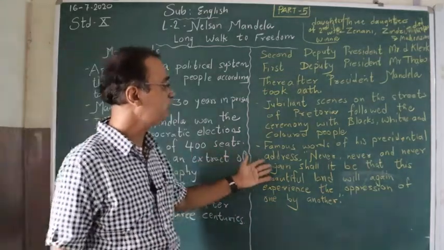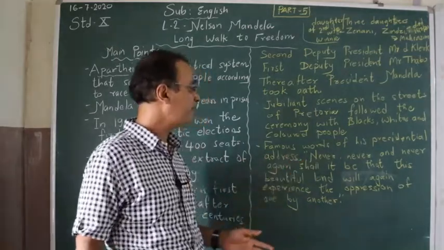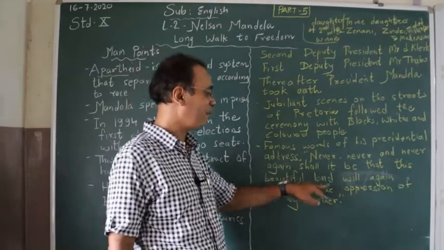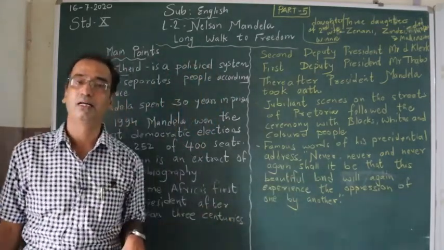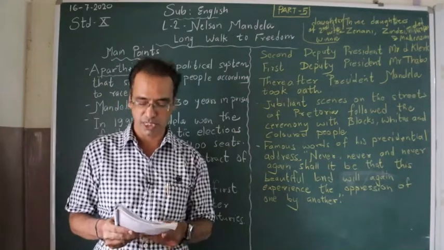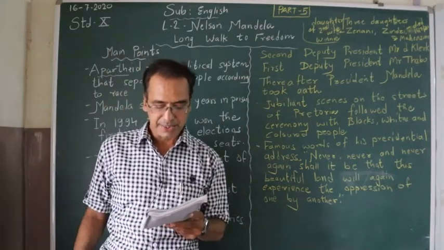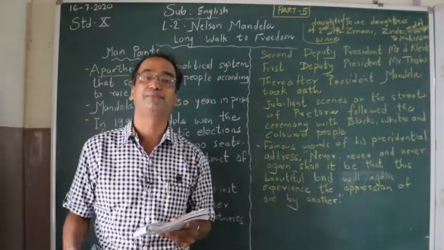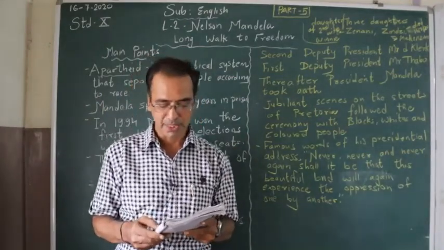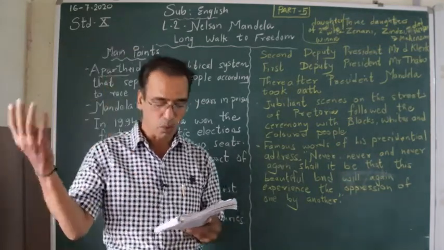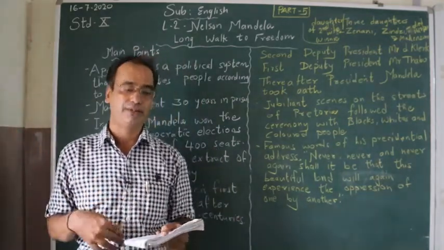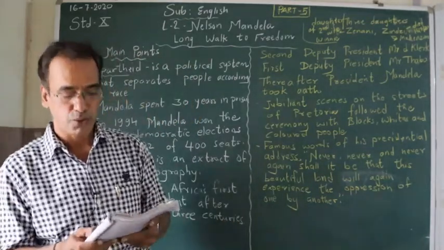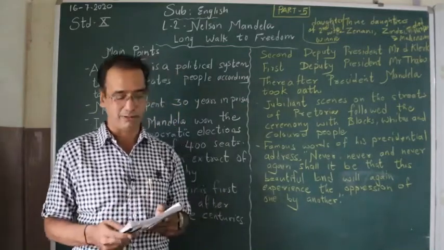Then the famous words he quotes, that I've explained: never, never, and never again shall it be that this beautiful land will again experience the oppression of one by another. That is the famous line of Mandela's speech. The sun shall never set on so glorious a human achievement. The sun will never set; this glory of human achievement will remain. Let freedom reign, God bless Africa. That way he concludes his speech.